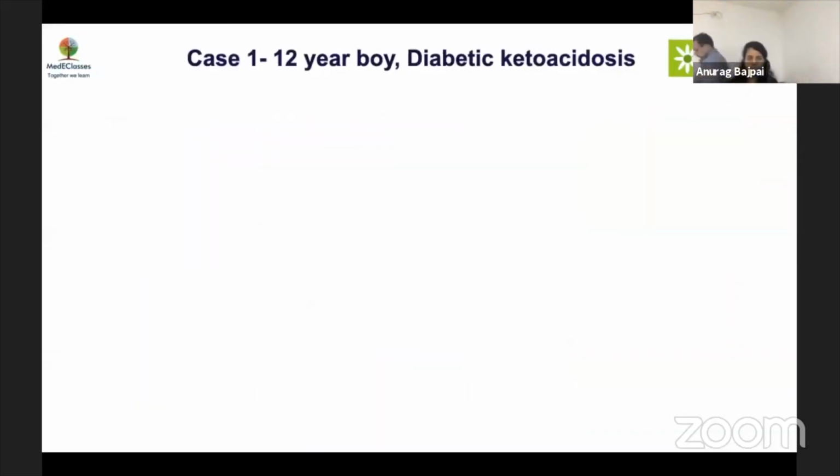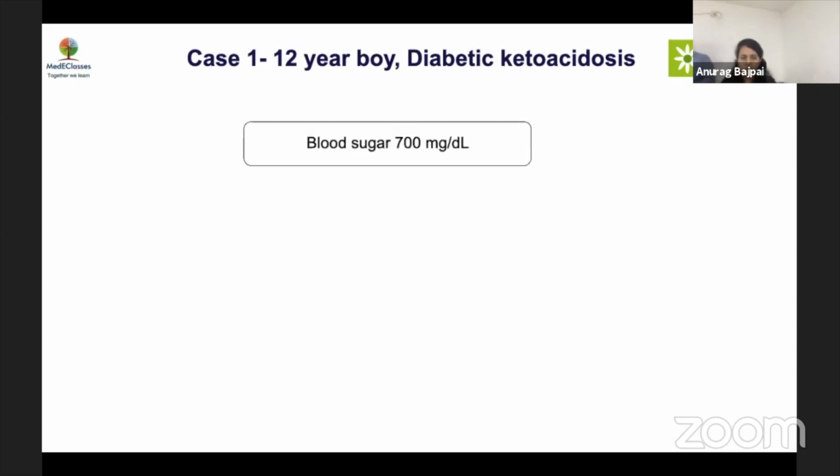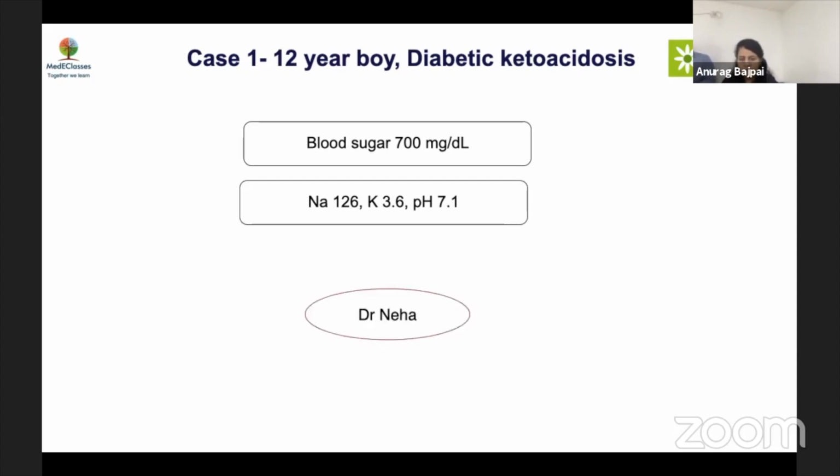So, this 12-year-old boy, the case of diabetic ketoacidosis, his blood sugar was 700 milligram per deciliter, and sodium was 126, potassium 3.6, and pH was 7.1. So, Dr. Neha, would you like to give correction for hyponatremia besides the usual management of diabetic ketoacidosis in this boy?